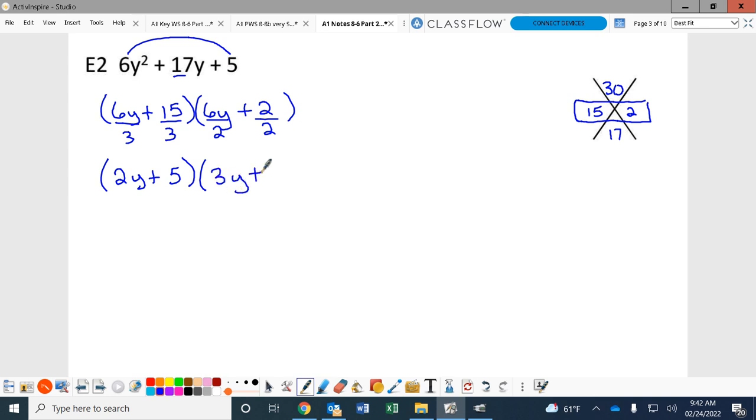And I'm done because I have a binomial times a binomial and I'm finished. I can't factor anything else out. It is separate, guys. Look, don't write this down. I'm just going to show you why we do this.